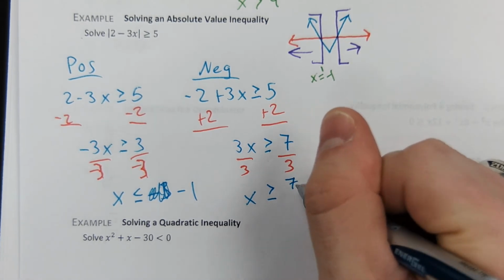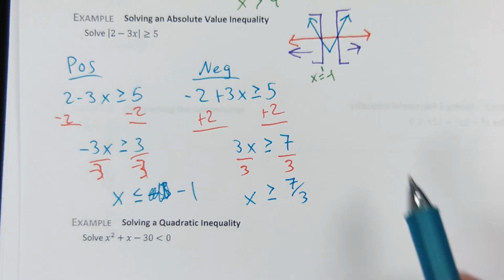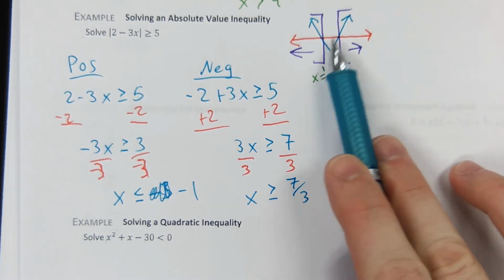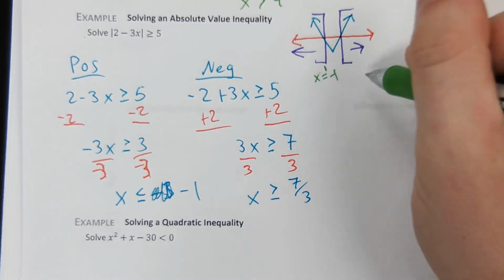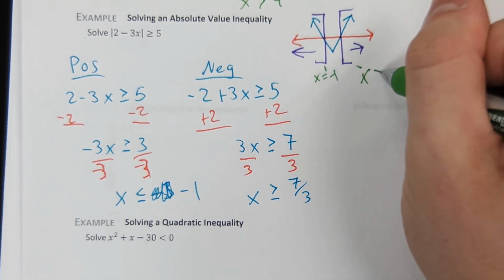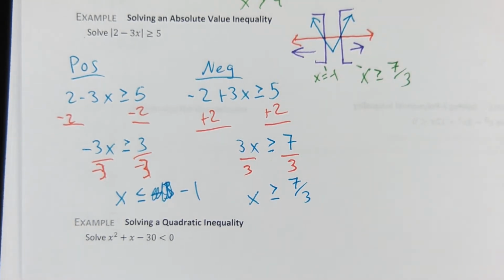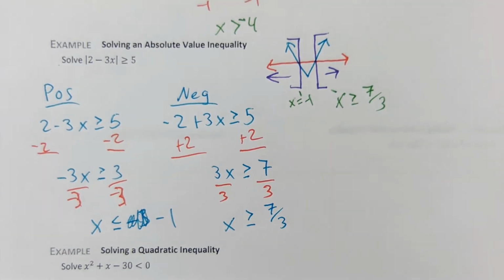Greater than or equal to 7/3. That might not be the prettiest of fractions, but it does jive with what I thought this picture would do. Numbers to the left and numbers to the right that never overlap. So it works out perfectly for what I thought should happen. They don't overlap. So what's that answer set look like in interval notation?